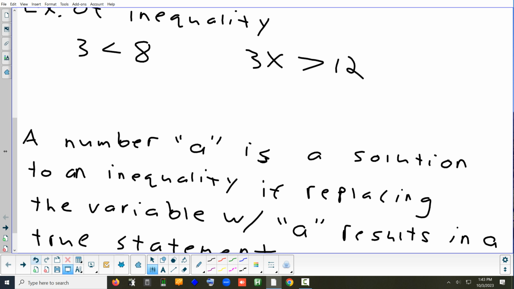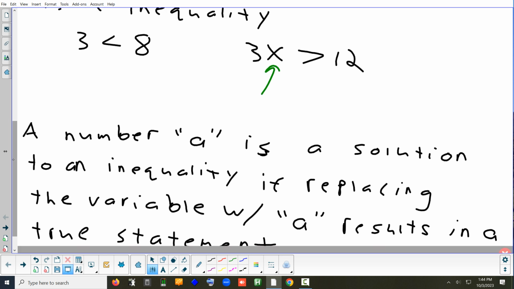So let's say I wanted to check the number 5 if it's a solution. If I plug 5 in for x, what does that give me on the left-hand side? 15. And then is 15 greater than 12? Yeah. So then 5 is a solution because I got something that was true. Now, let's say I plug in 2. 3 times 2 is 6. Is 6 greater than 12? No. So then 2 would not be a solution.